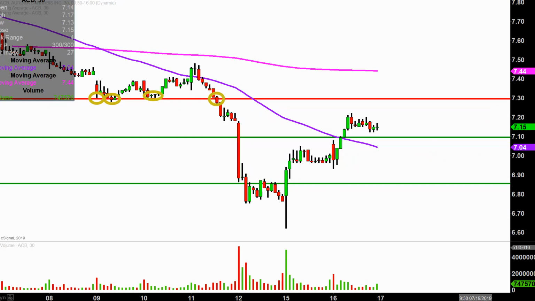So $7.30 is going to be that initial level of resistance going forward, and then the next key area after that would be that pink line up there, which is the 200 period moving average. However, one hurdle at a time, and like I said, the first hurdle is going to be that $7.30 mark. But it's good to see the price continuing to chip away and build some higher bases here. So we'll see if the bulls can continue to build those higher lows or not.